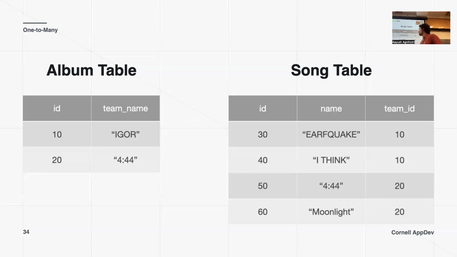And then for 444, we have this album ID of 20. And this is going to reference the 444 album name in the album table.